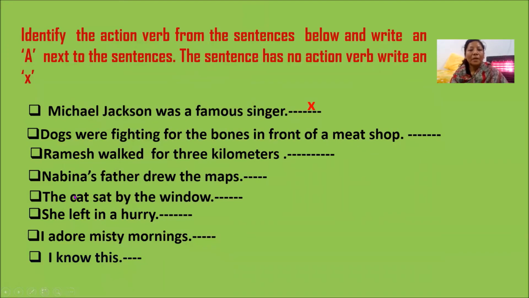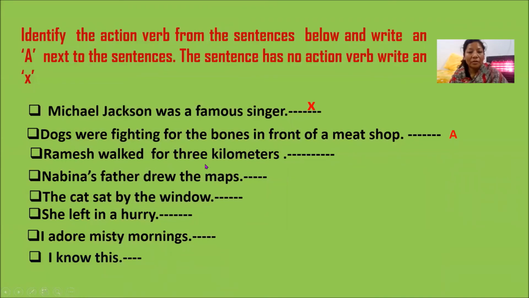Okay, so dogs were fighting for the bones in front of a meat shop. Which is the verb here? Fighting is the verb, from fight. So action verb or stative verb? Yes, action verb. Why action verb? Because it shows action and physical activities are involved.